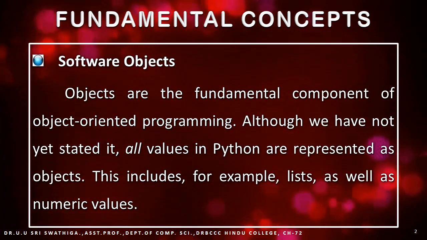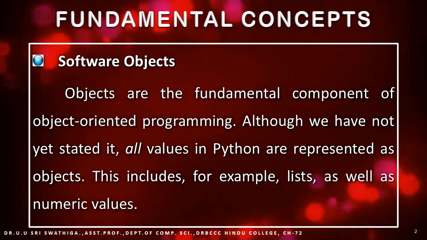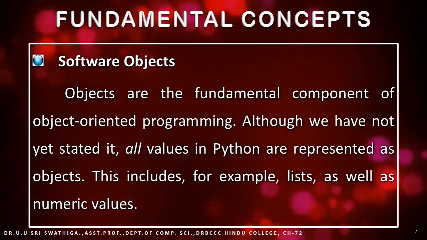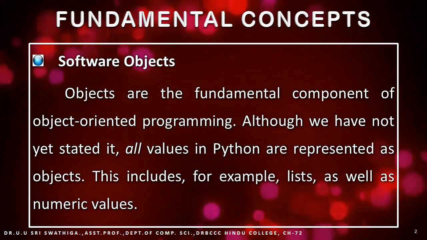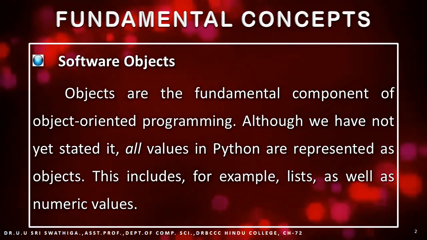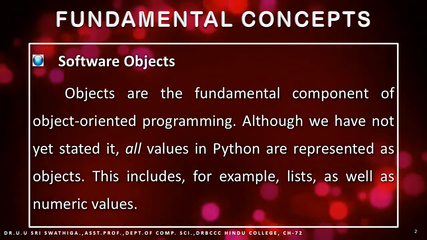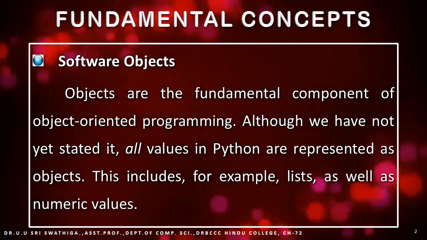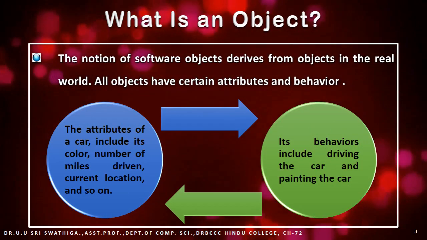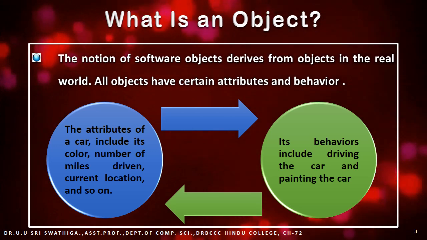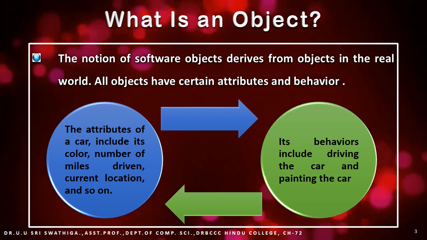Fundamental concepts of software objects. Objects are the fundamental component of object-oriented programming. Although we have not yet stated it, all values in Python are represented as objects. This includes, for example, lists, as well as numeric values. What is an object? The notion of software objects derives from objects in the real world.